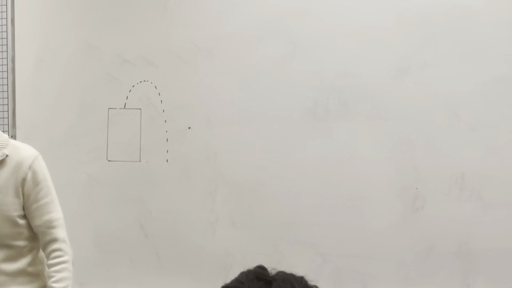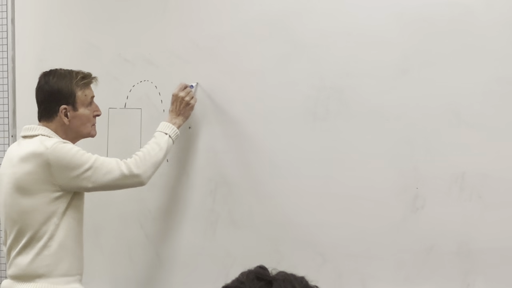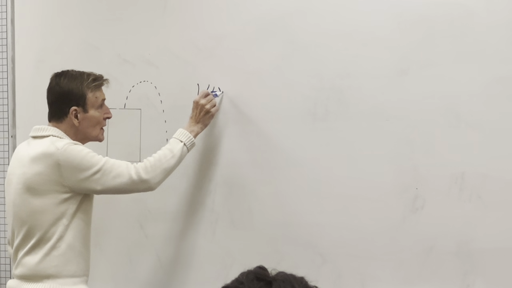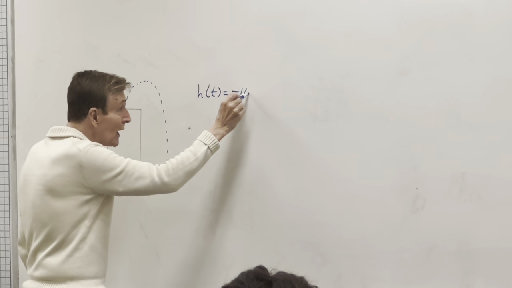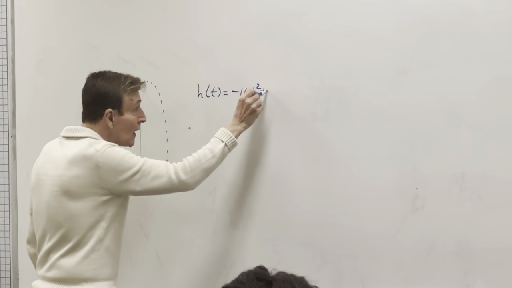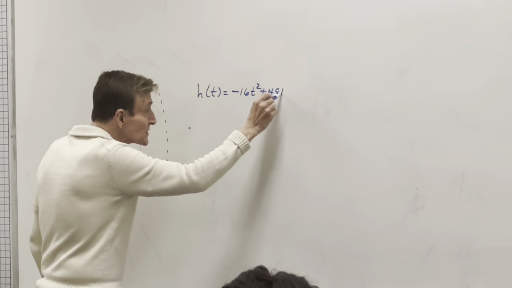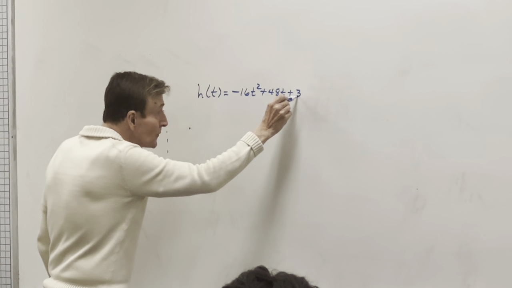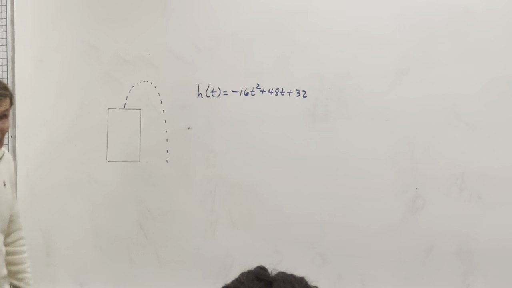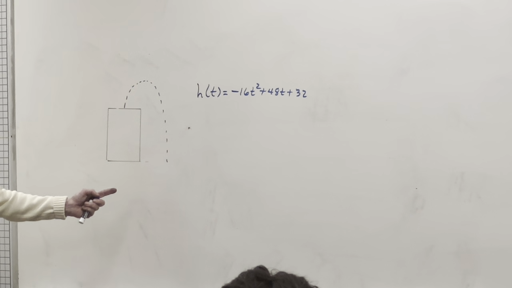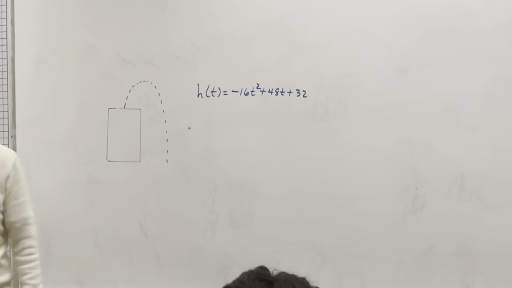Read that to me. H of t equals negative 16 t squared plus 48 t plus 32. Beautiful. Therefore, since they gave that to me, I know it's a parabola. It's a quadratic. So the path of the stone, after it's tossed up into the air from the top of the building, goes up to somewhere, stops, and then falls back to the ground.